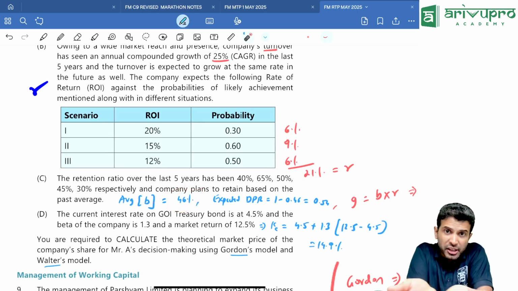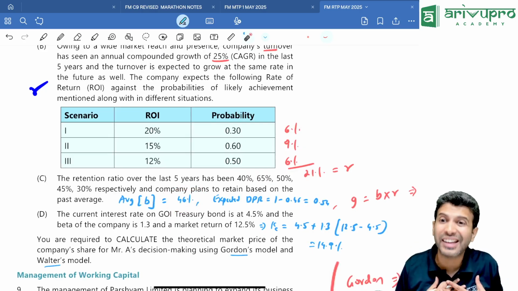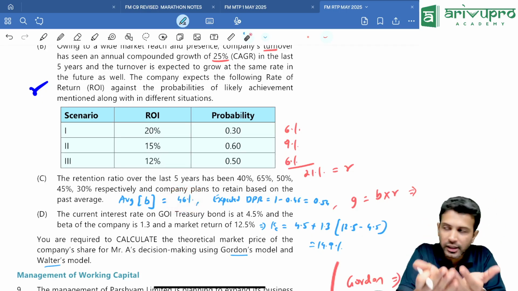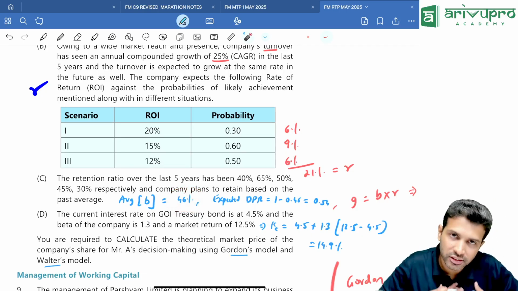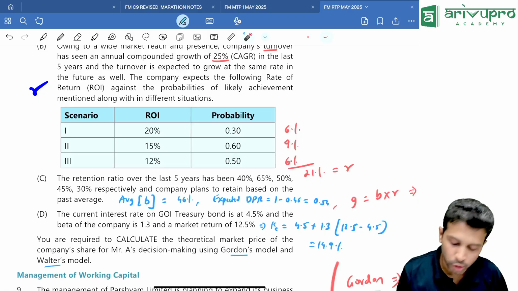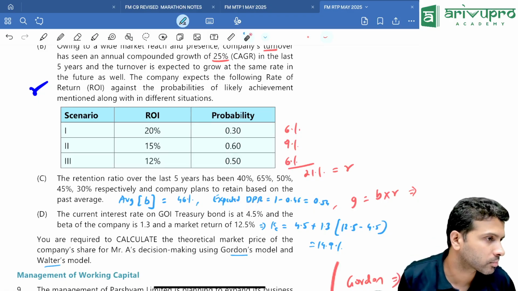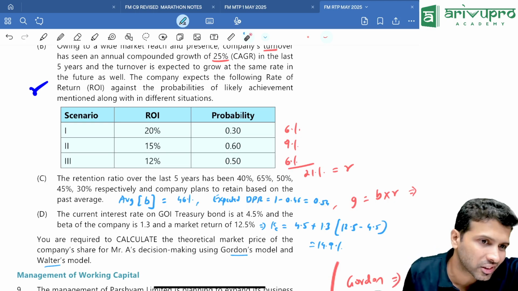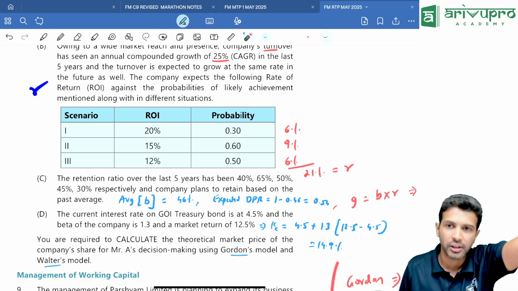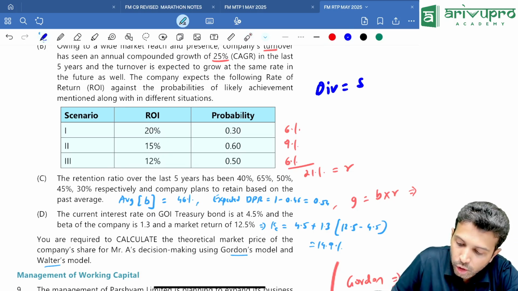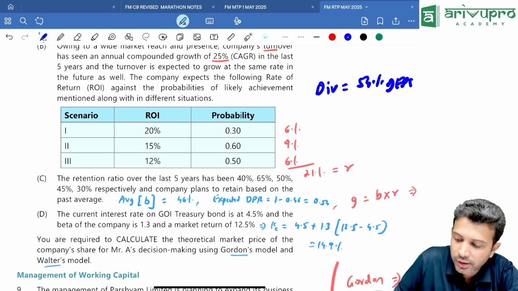B stands for retention ratio. Retention ratio means how much earnings you are retaining. 46%. If you are retaining 46% of earnings, how much earnings are you distributing? That earnings distributed we call the dividend payout ratio. So the dividend payout ratio is 54% of EPS. That means, indirectly, can I tell it like this? Dividend is equal to 54% of EPS.